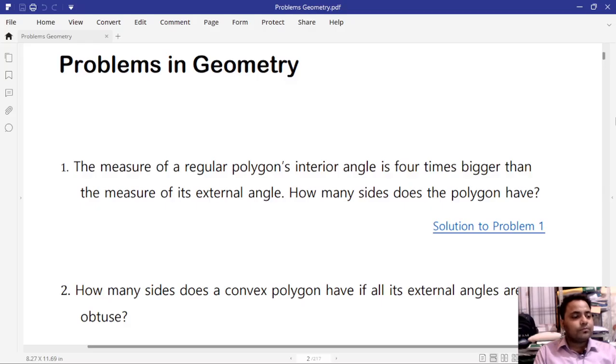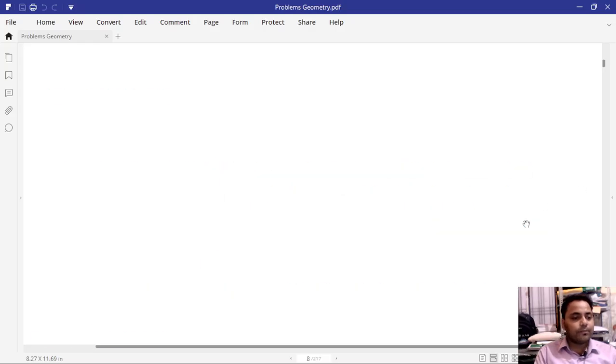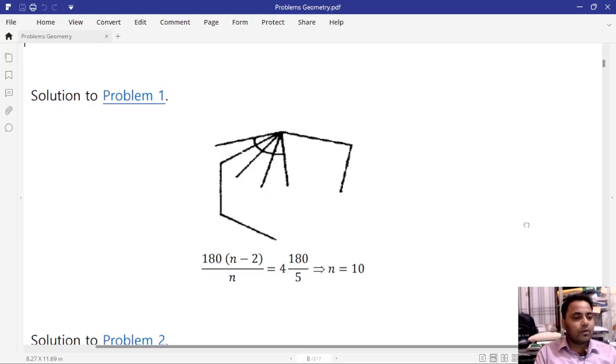So here the question is related to the topic that the measure of a regular polygon's interior angle is 4 times bigger than the measure of the external angle. How many sides does the polygon have? Here we have to utilize the concept of the sum of exterior and internal angles of a polygon. So now for this we have to construct the diagram like you can see here.